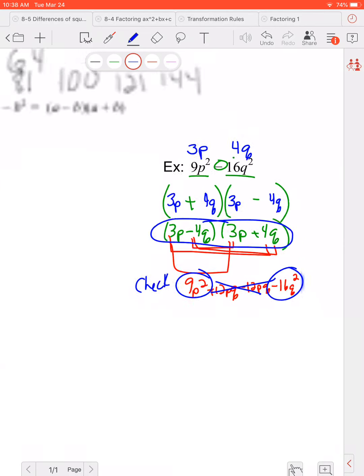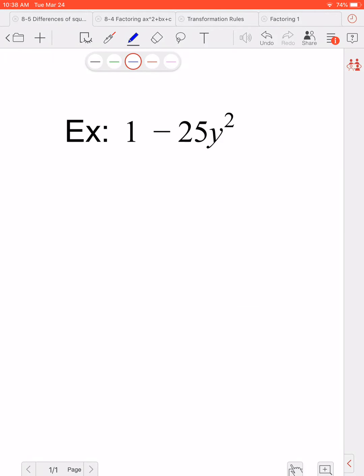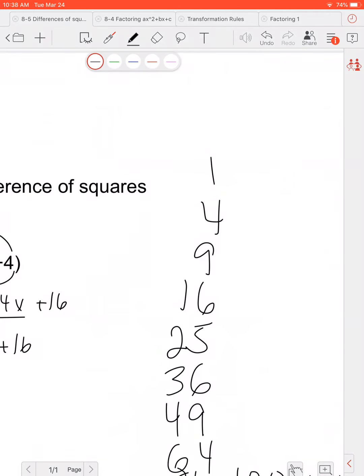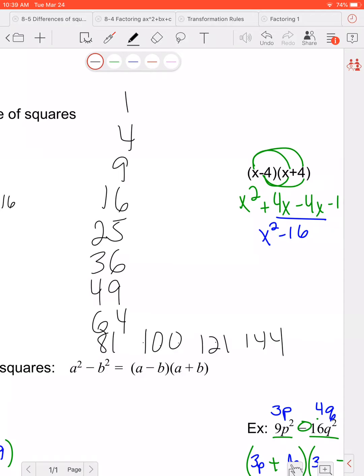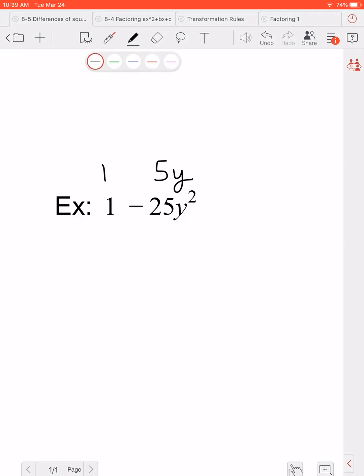All right. Go ahead, why don't you try this final one on your own and see what you get. Okay. So, I didn't add this, but 1 is also a perfect square, because 1 times 1 is 1. 25 is a perfect square because 5 times 5 is 25. And y squared is a perfect square because y times y is y squared.